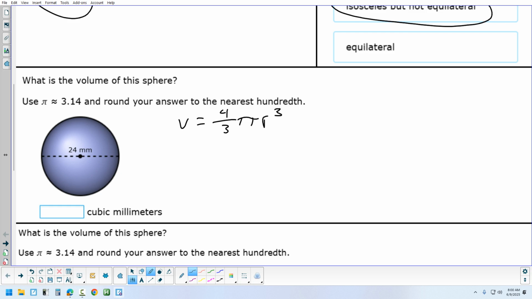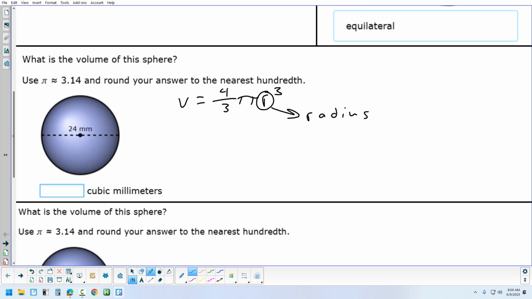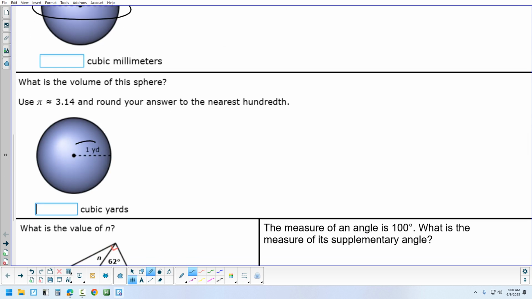Does anybody know what r stands for when you're finding the volume of a sphere? Radius. Yep. So all you have to do is fill in what they give you for the radius, put it in the calculator, and that'll give you the answer. Now, here, they're giving you something a little different.